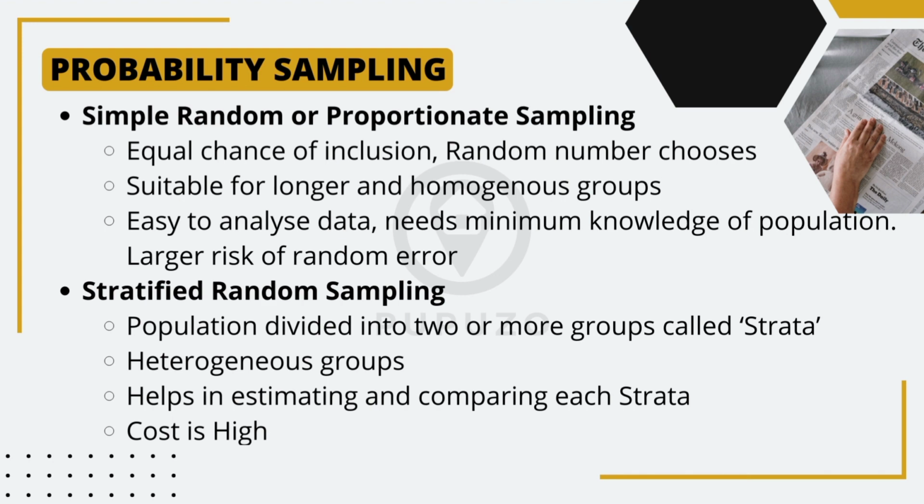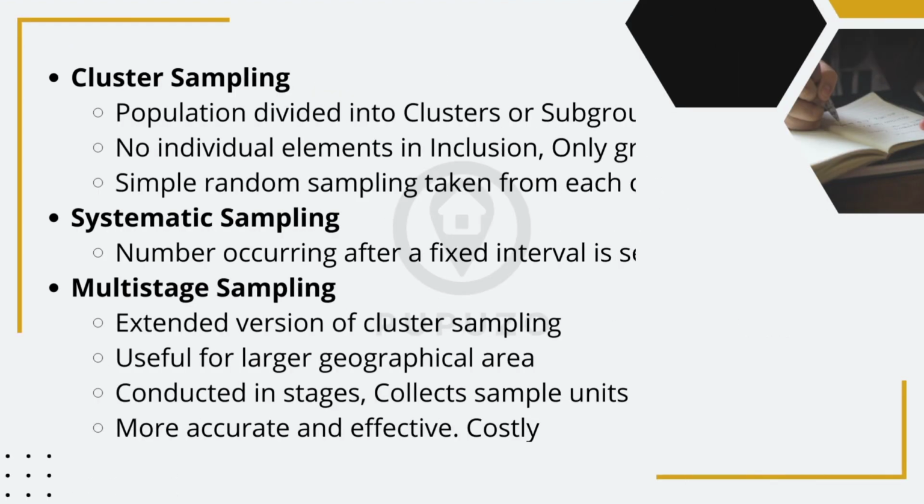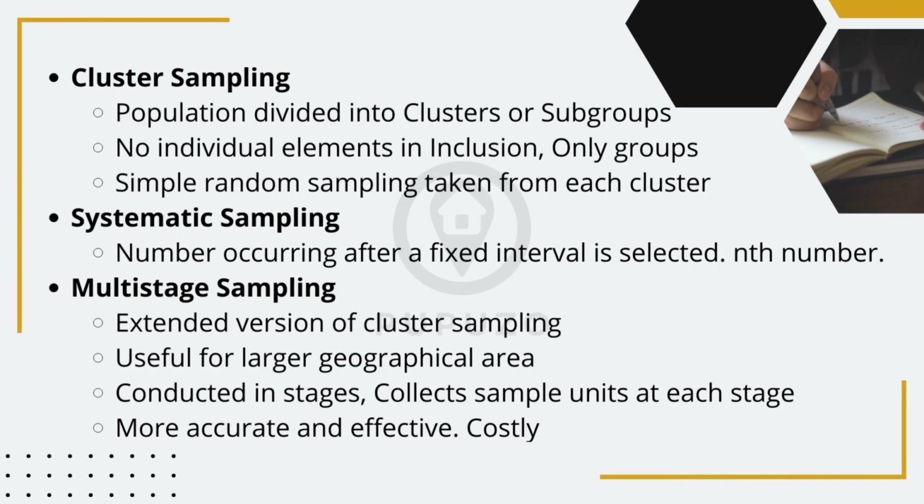Stratified random sampling. The population is divided into two or more heterogeneous groups called strata. This method helps estimate and compare each stratum's characteristics. However, it can be costlier due to the need for accurate representation of each stratum. Cluster sampling. In cluster sampling, the population is divided into clusters or subgroups. Instead of selecting individual elements, entire clusters are chosen. Simple random sampling is then performed within each selected cluster.